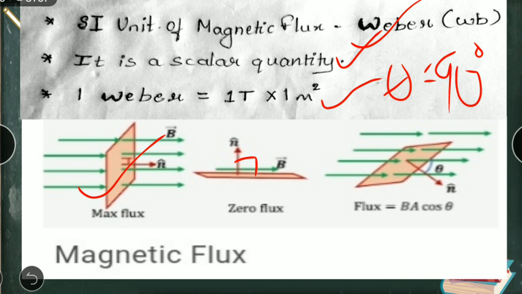If the area has been rotated by a certain angle theta, then we will get flux as BA cos theta. Theta equal to 0, flux maximum. Theta equal to 90 degrees, flux minimum, nothing but 0. If theta exists, we will get the expression as BA cos theta. Understood?